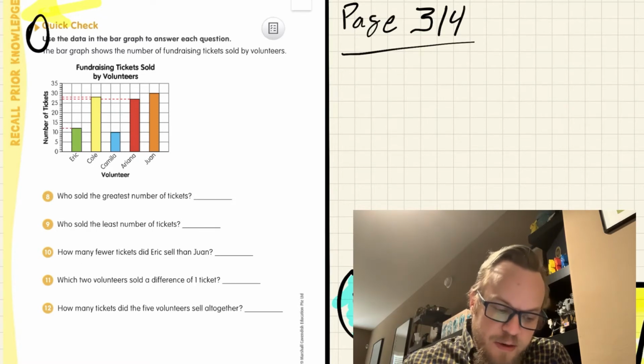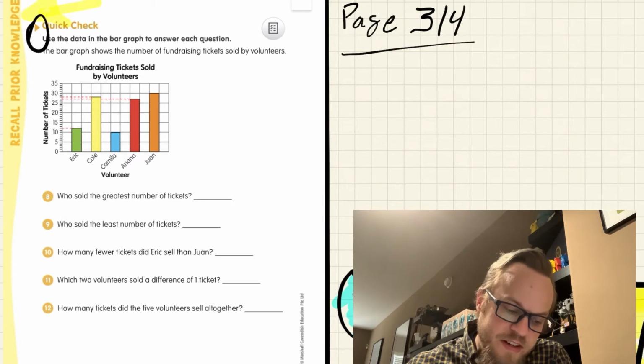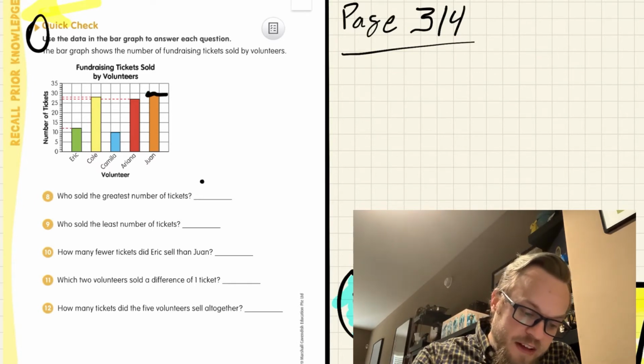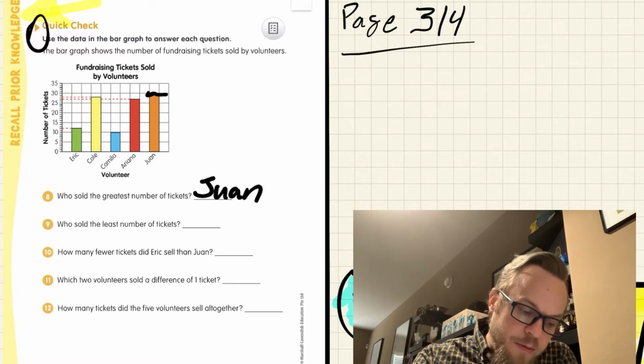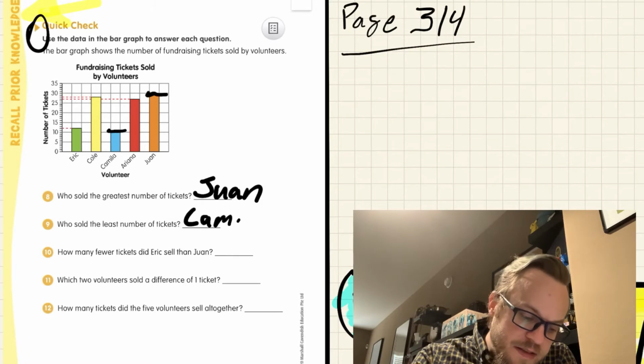So this is another bar graph talking about the fundraising tickets sold by volunteers. So who sold the greatest number of tickets? Who has the tallest bar? Well, clearly it's Juan over here with 30. So Juan sold the most. The least, the smallest bar graph I have here would be Camilla.